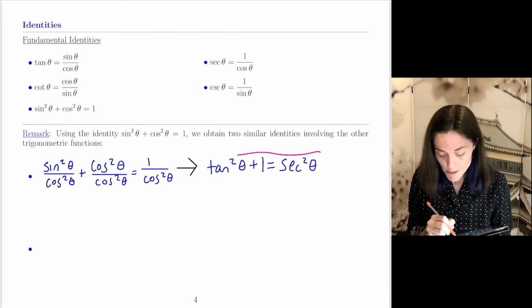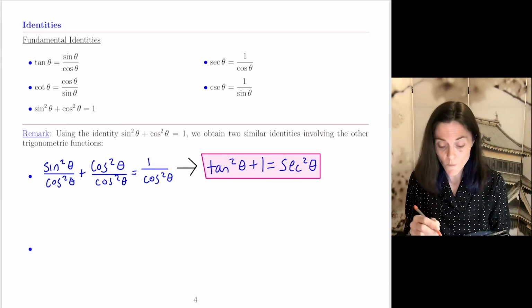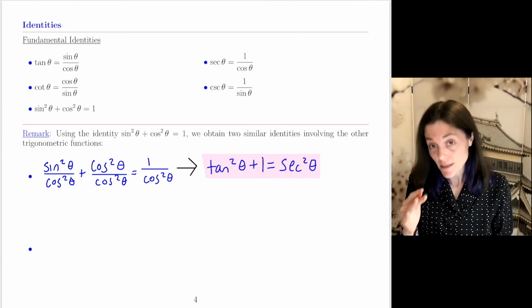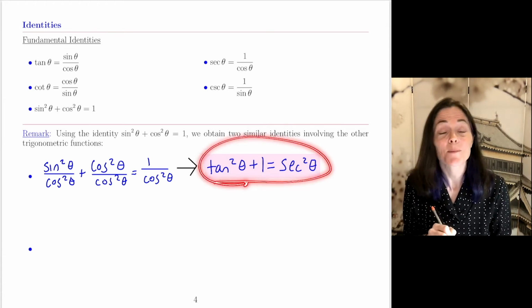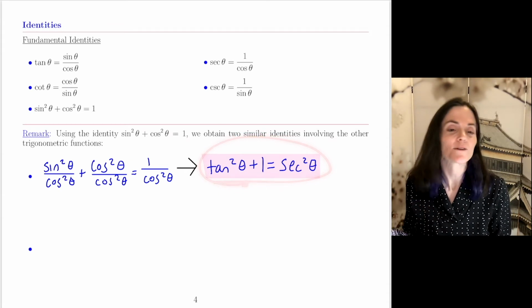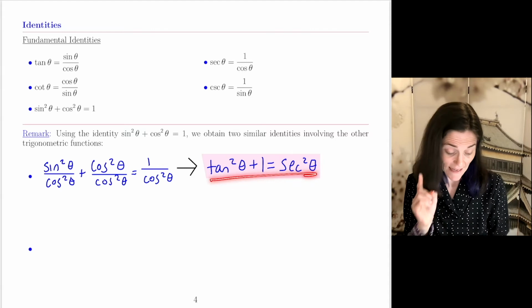And personally, I don't memorize this as a new identity. Anytime I need an identity that involves tangents and secants, and I remember it's kind of like the sine squared plus cosine squared equals 1 identity, I just rederive it every time, and I can get this.